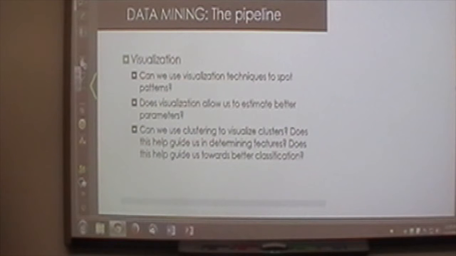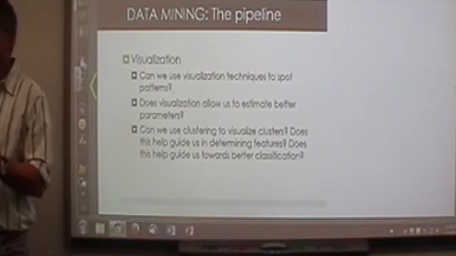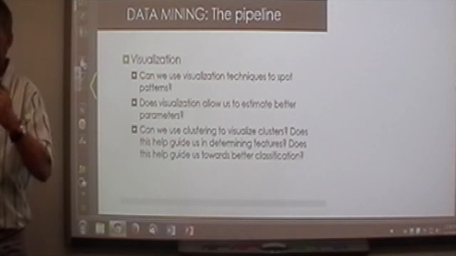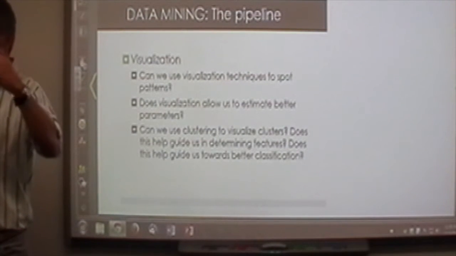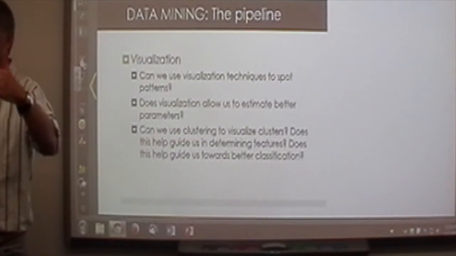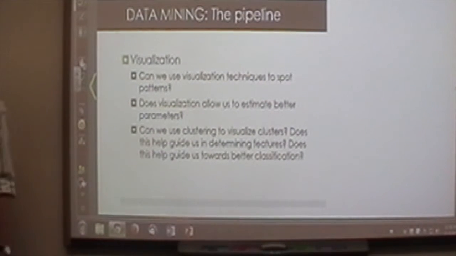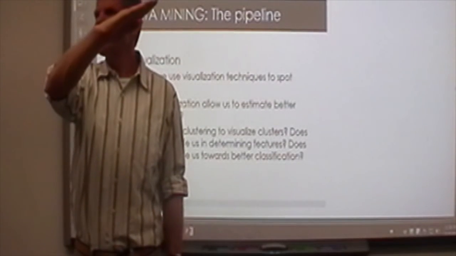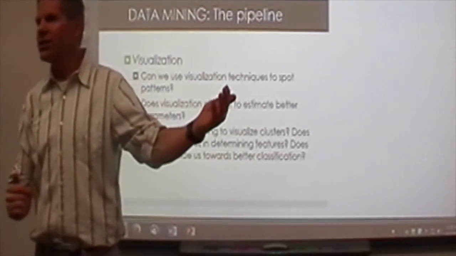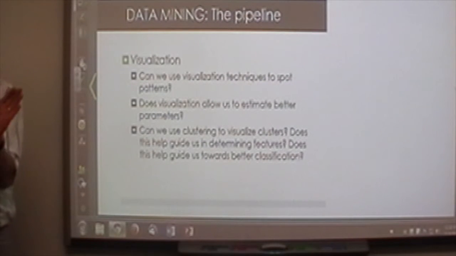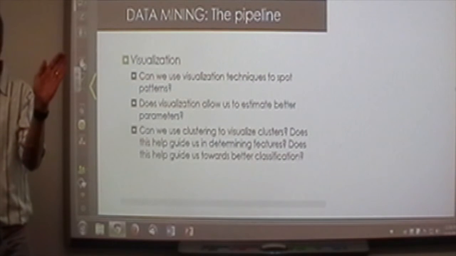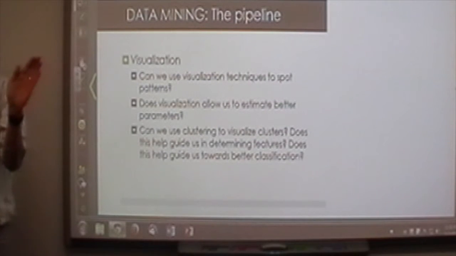So visualization. Can we use visualization to spot any patterns? That's what that graphing comes down to. Does it allow us to estimate better parameters versus worse parameters? Chances are the performance over parameter space is going to be nonlinear. Which means you can't say, oh, if I increase this parameter, I keep getting better performance. Well, at some point that's not going to hold, and probably it only holds for particular values of your other settings. So you can't always say increasing is going to help.